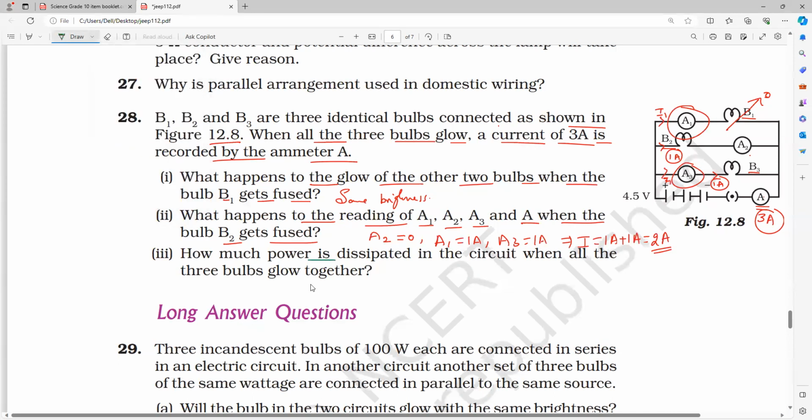Then how much power is dissipated in the circuit when all the three bulbs glow together? So power is equal to V into I. The total voltage is 4.5. All three glowing means what is the maximum current? All three glowing means 3 amperes. Okay. So 4.5 into 3, how much is it, everybody? 4.5 into 3 is 13.5.